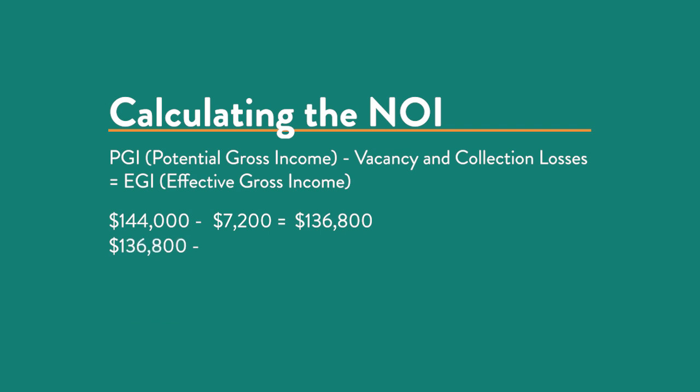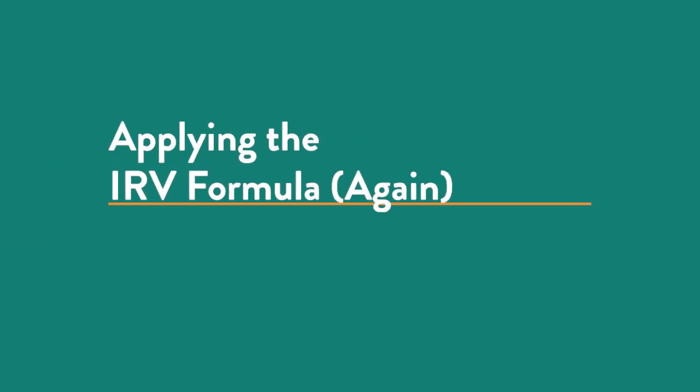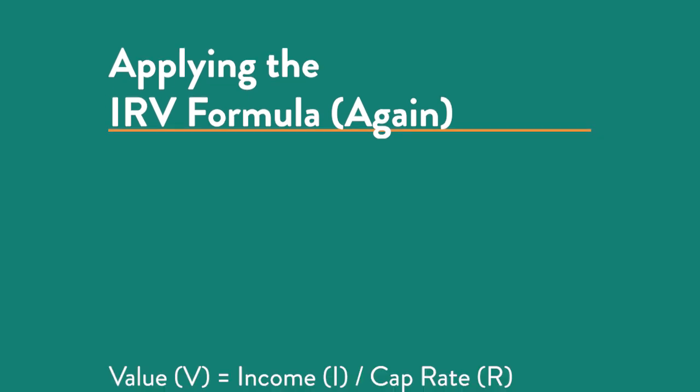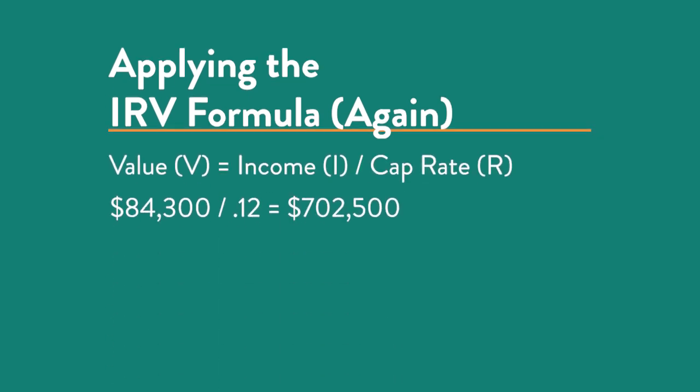Now, subtract the operating expenses. Property taxes, insurance, variable expenses and reserves, totaling $52,500. This gives us an NOI of $84,300. Now we use the IRV formula again. The NOI is $84,300, cap rate is 12% or 0.12, so value equals $84,300 divided by 0.12, which equals $702,500.